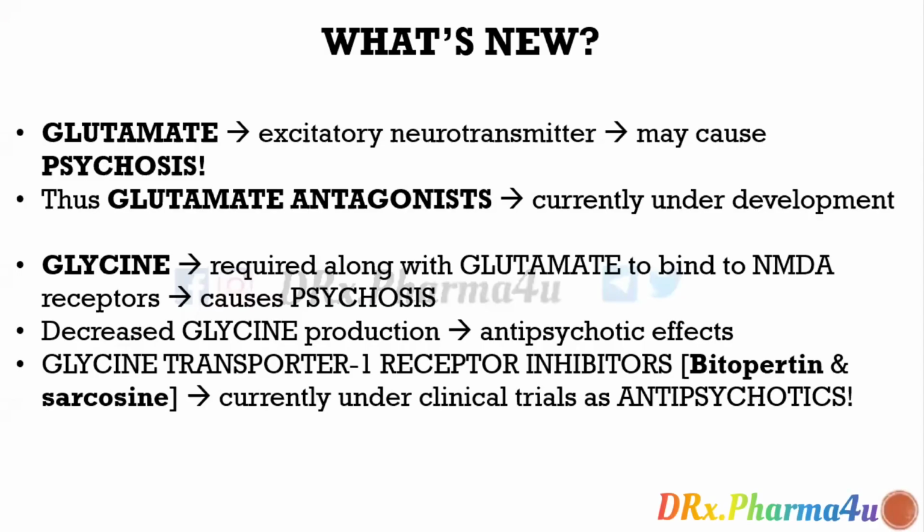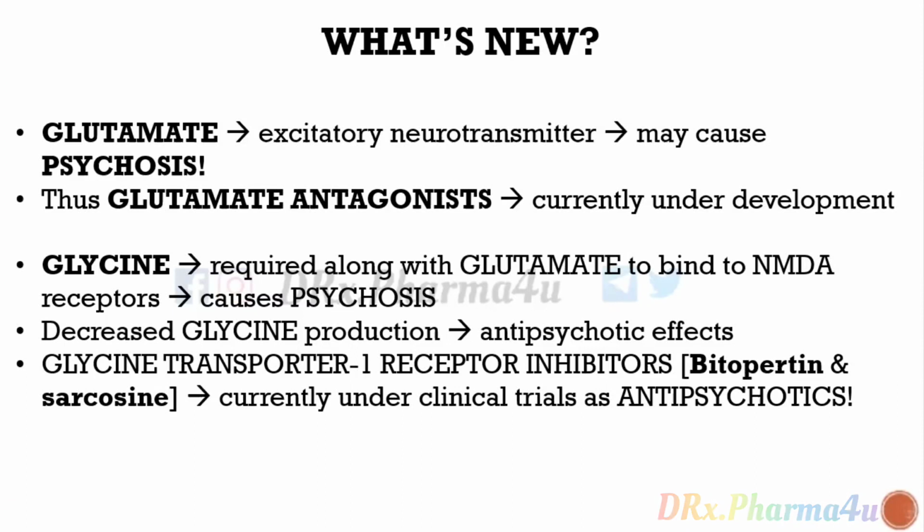Now we come to the new trends in technology, or the new things that are coming up regarding antipsychotics. So we come to the third hypothesis, and that is known as the glutamate hypothesis. Glutamate and dopamine are known to be enemies. So when glutamate increases, dopamine reduces. And when glutamate reduces, dopamine increases. So accordingly, you can understand the positive and negative symptoms. Because if dopamine increases, positive symptoms. And if dopamine reduces, negative symptoms.